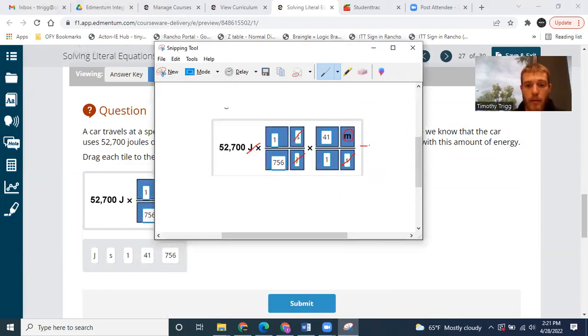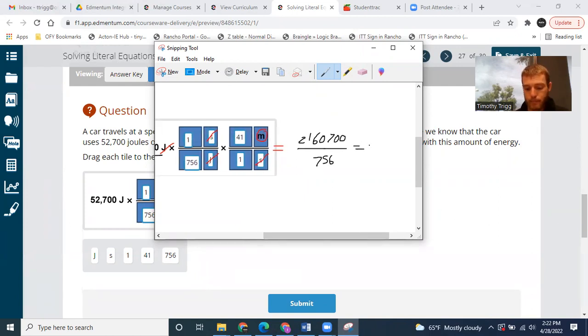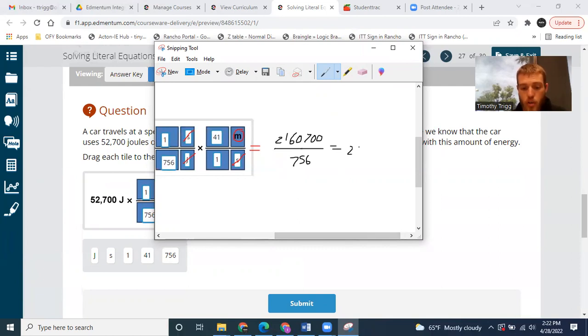So again, to calculate this, you multiply top times top times top over bottom times bottom times bottom. So you can think of this as over 1. So 52,700 times 1 times 41. 52,700 times 41 is 2,160,700. Hopefully you got something similar using your calculator. On the bottom, we have 756. Then you go ahead and divide that, which gives us 2,858.